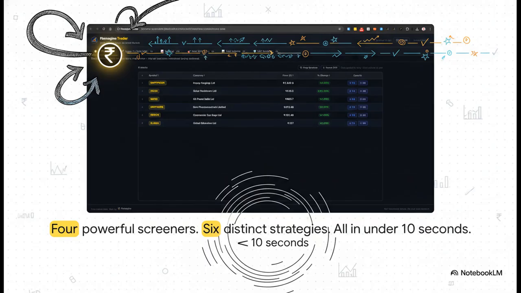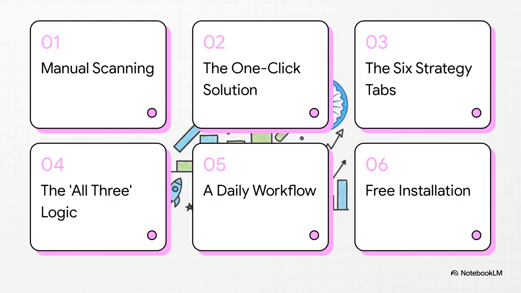This right here is the Finmagine Trader dashboard. With just one click, it runs 4 powerful screeners at the same time across over 2,000 NSE stocks, and then it neatly organizes all the results into 6 distinct strategy tabs. And the best part? The entire process, from that one click to this fully loaded dashboard, takes less than 10 seconds.